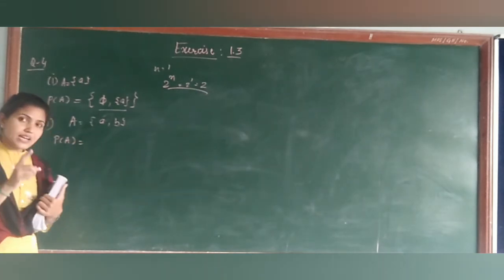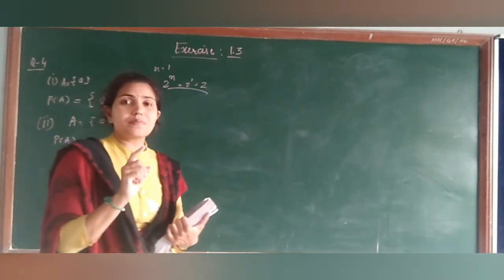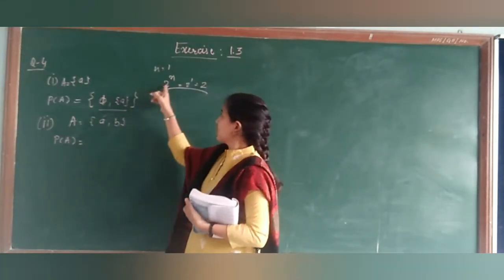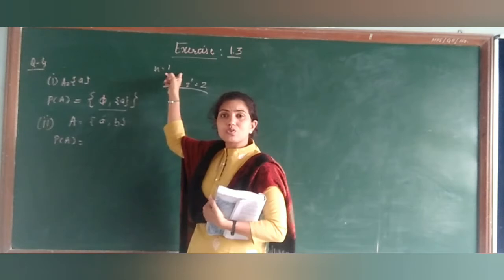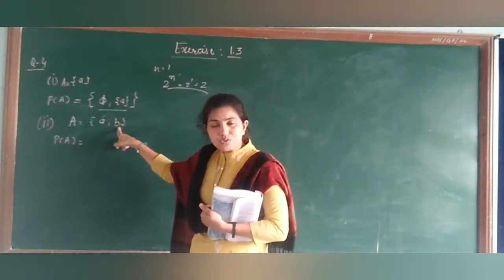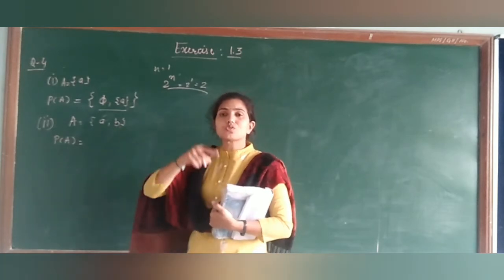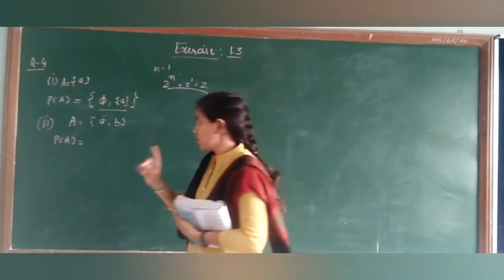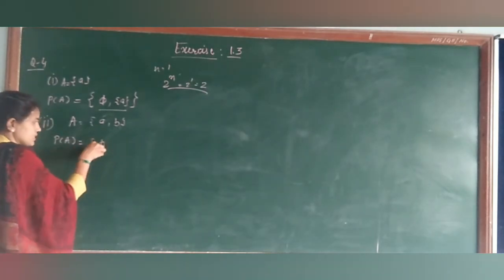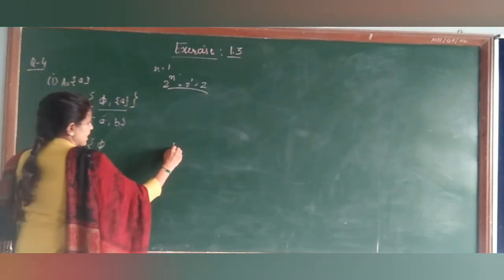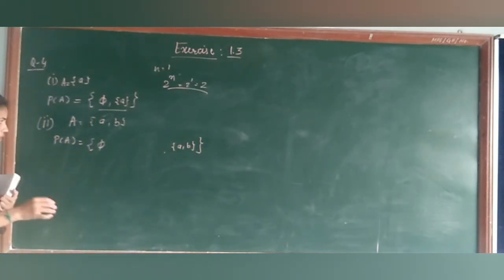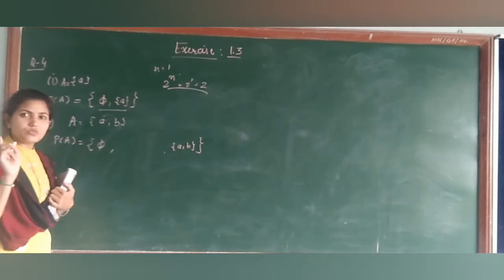Now first decide how many elements there are in the power set of A. So how many subsets will there be? 2 raised to n, where n is the number of elements. Here the elements are 2, so n is equal to 2. So 2 raised to 2 means 4. So here you should have 4 elements. 2 elements are fixed: one is phi and the other is AB, the set itself. Now another 2 you have to find.